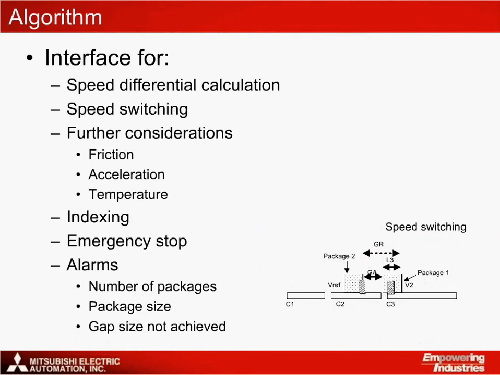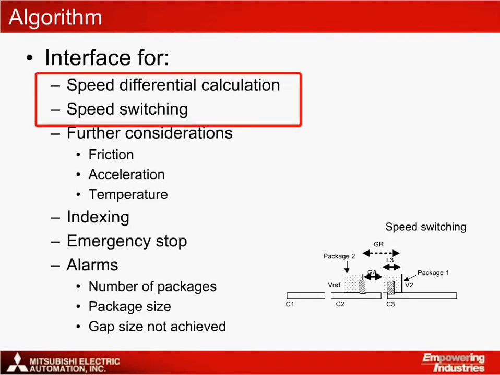Within the CPU, the sequence program holds the algorithm that sits at the centre of controlling the speeds of the conveyors. The algorithm is firstly responsible for calculating the speed differential required between the conveyors. This is done by initially examining the spacing between the boxes and then altering the speed of the conveyors to pull the distances apart between the boxes.